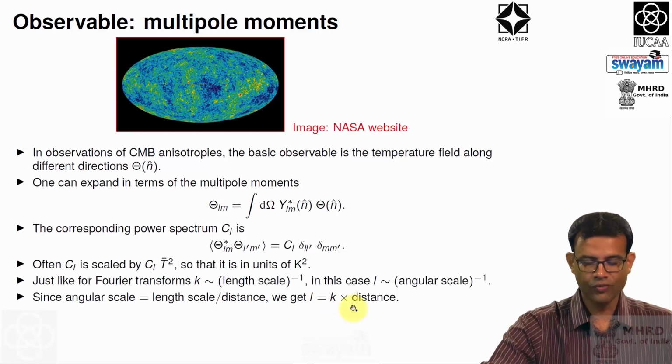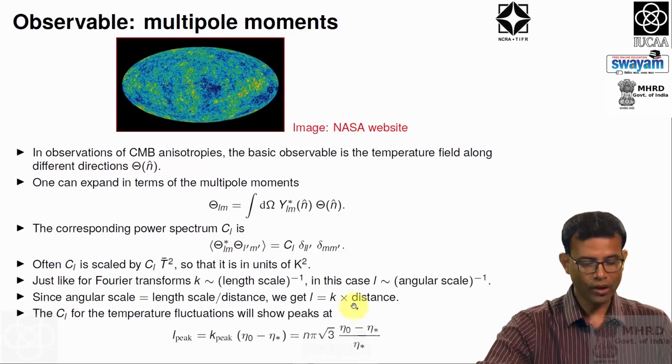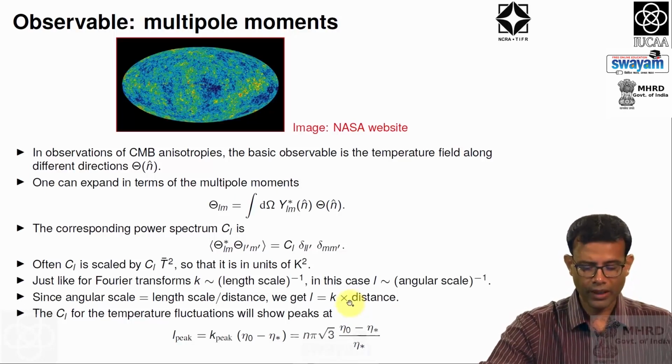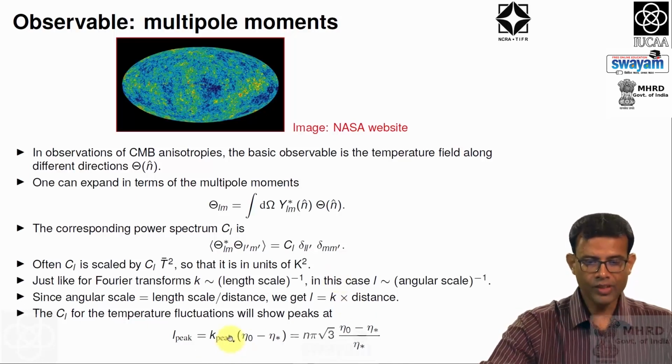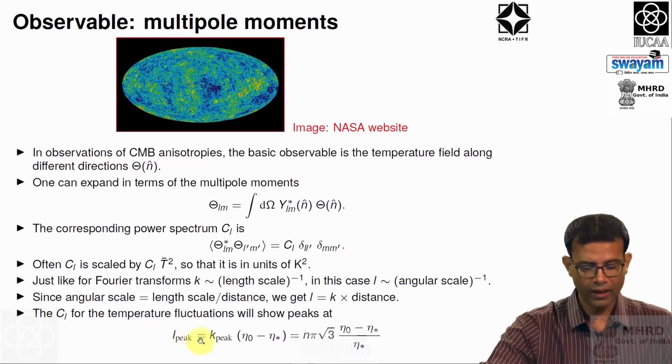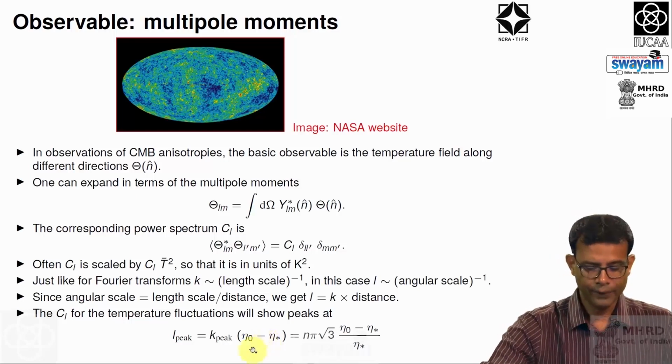In this case, this would be the distance to the last scattering surface. Great. So, we have already seen that the temperature fluctuations will show peaks at K peak. Since we are observing them at the last scattering surface, this will end up being peaks at typical values of L, which is given by K times the distance to the last scattering surface. Remember, distance is just conformal time in this case.